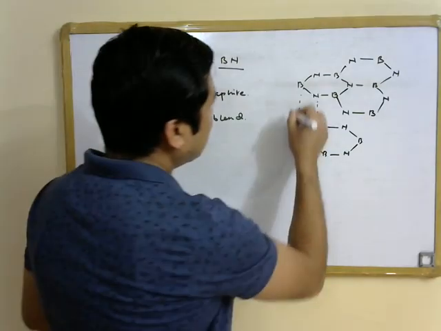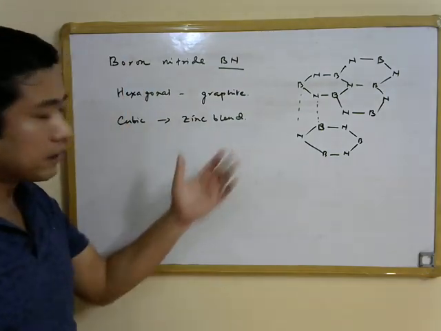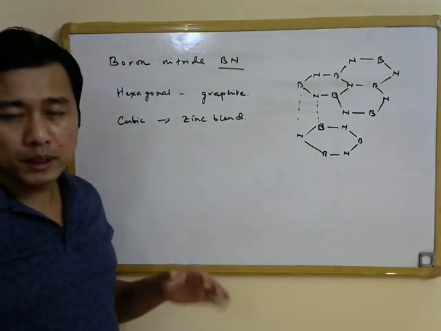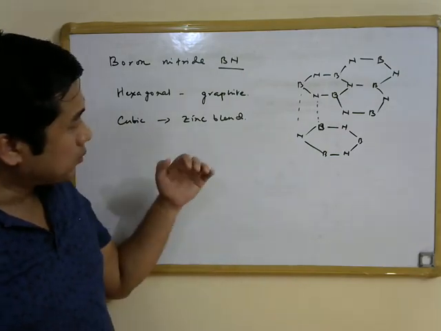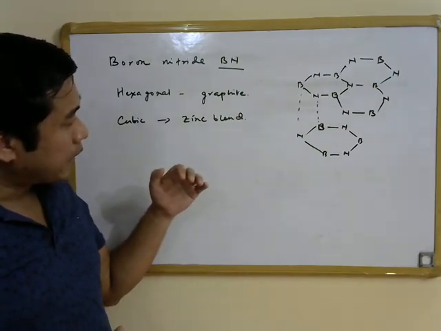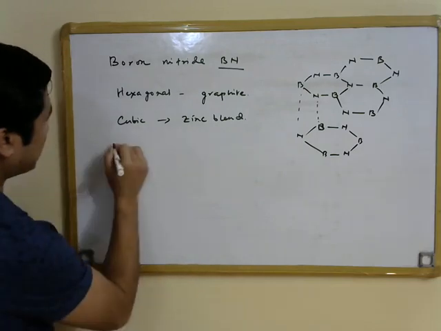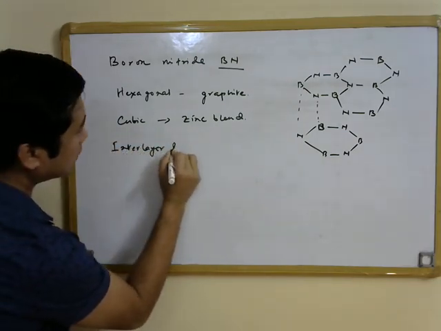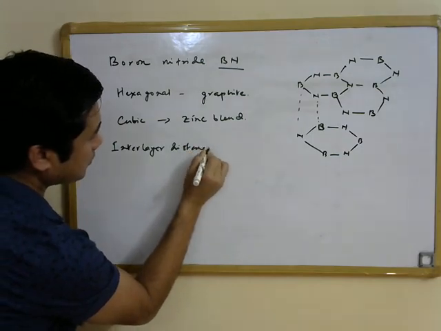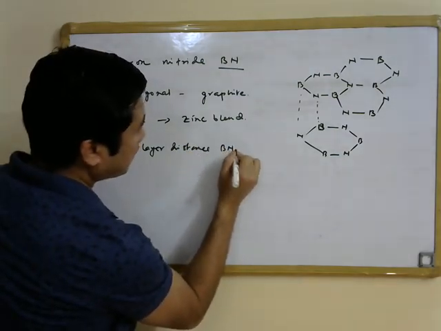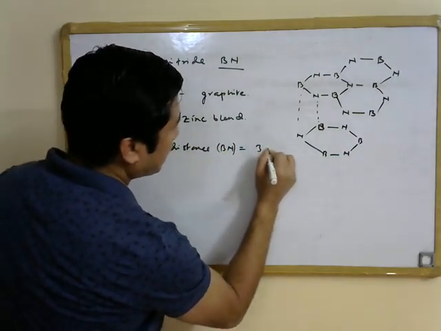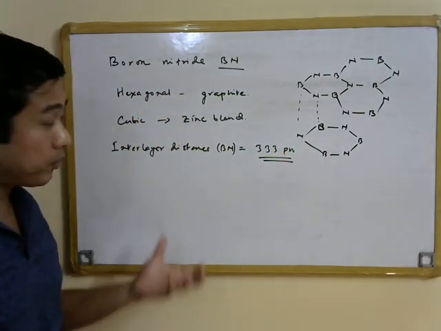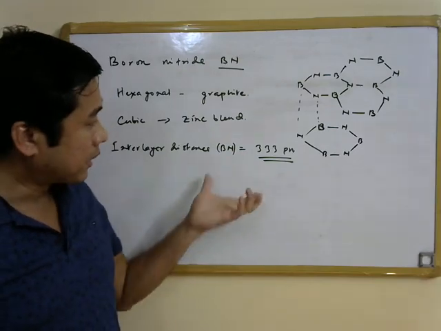The inter-sheet distance in case of boron nitride is quite similar to the interlayer distance in case of graphite. The interlayer distance in BN is 333 picometer, and this is quite similar to the interlayer distance that we observe in case of graphite.